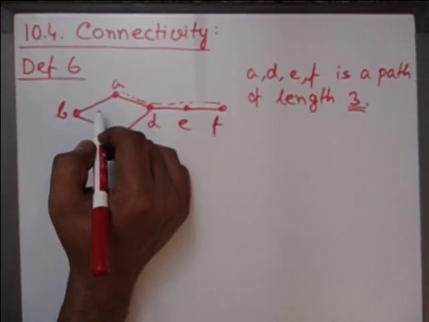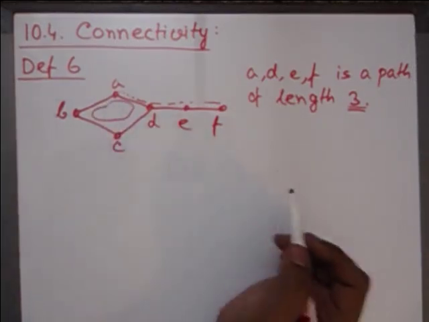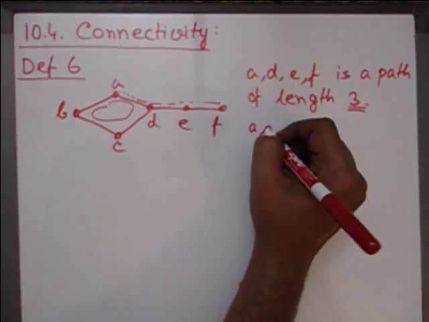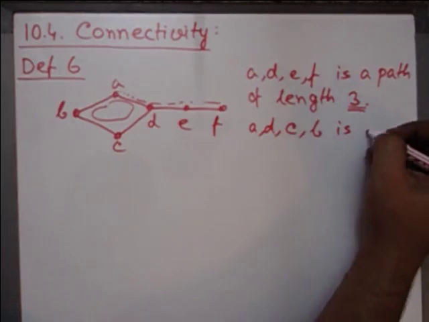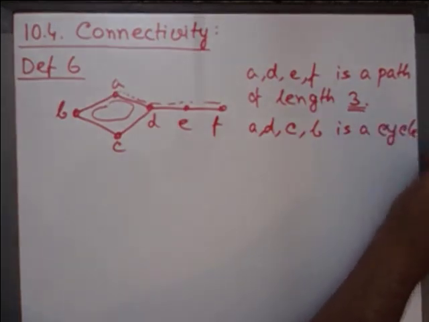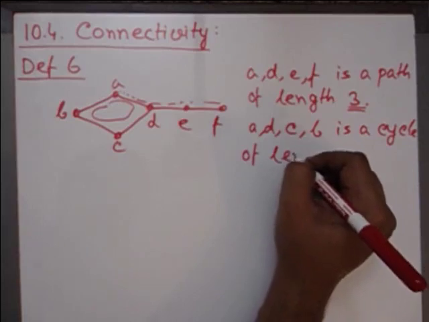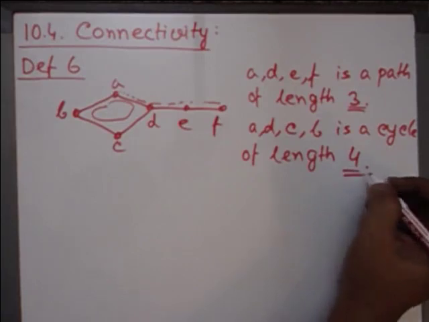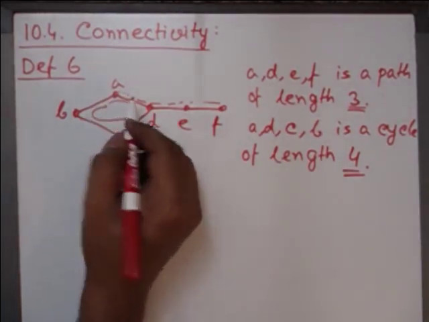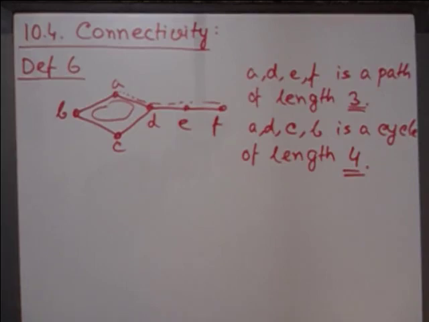Can we find a cycle? Sure, this will be a cycle. So A, D, C, B is a cycle of length 4. There are 4 vertices, 4 edges, so the length of the cycle is 4. Remember, whether it's a path or a cycle, the length depends on how many edges are there in that path or that cycle.